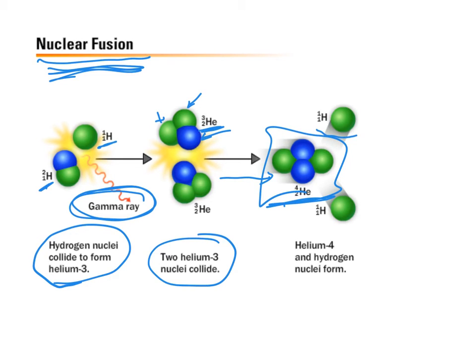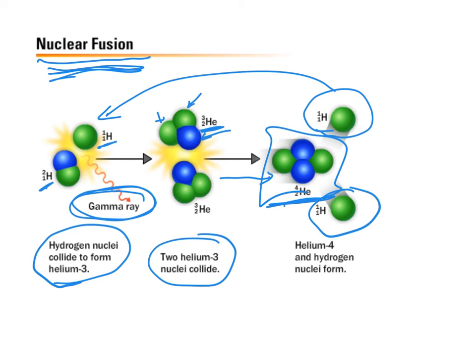But we also release out these extra hydrogens. And if we notice, this is part of our process here. So this is how it'll repeat the cycle until we use up all of the extra hydrogen. And that's when we'll talk about the death of a star later on in another video.